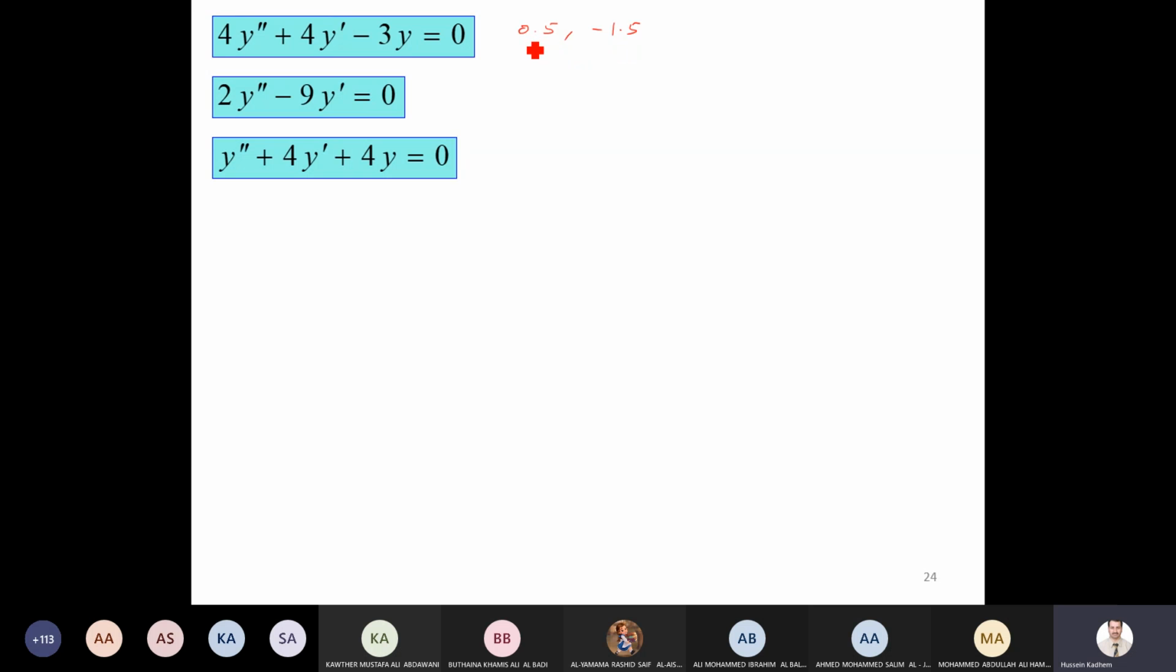These are the roots. I will solve them. But before that, these are real roots, but they are different, right? Do you agree with this? So y equals, you tell me, constant exponential, how much? a exponential 0.5x plus b exponential minus 1.5x. So this is the solution.